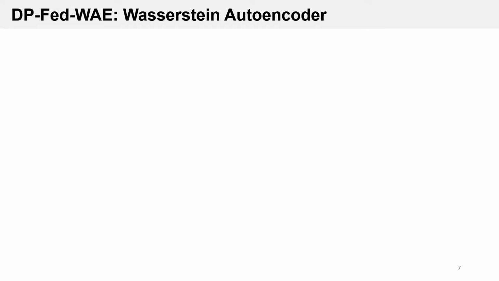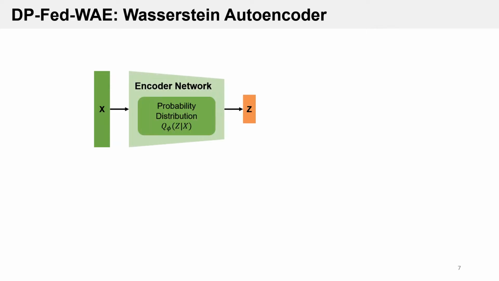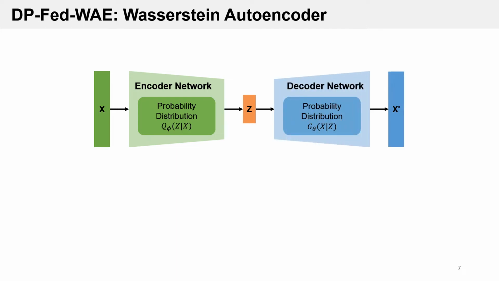In our framework, we use the Wasserstein autoencoder as the generative model. The WAE model contains an encoder Q, which compresses the original high-dimensional input X to a low-dimensional latent feature Z, and a decoder G, which maps Z to the reconstructed output X'. X' shares the same shape as X.